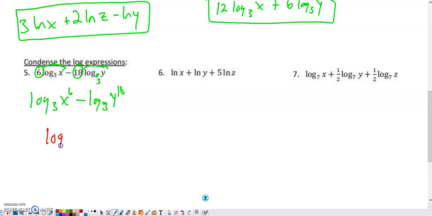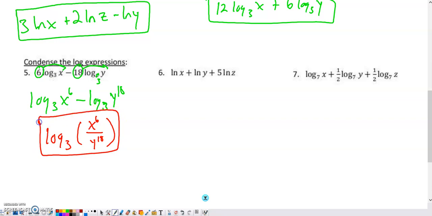So when we bring them all together, now we have one log base 3. This x to the 6 came first, so that goes on top, and y to the 18 came second, so that means it's on the bottom, and we are finished. There's no addition, there's no more subtraction, there's no more number from the logs. We've condensed everything to make one log, and that's our solution.